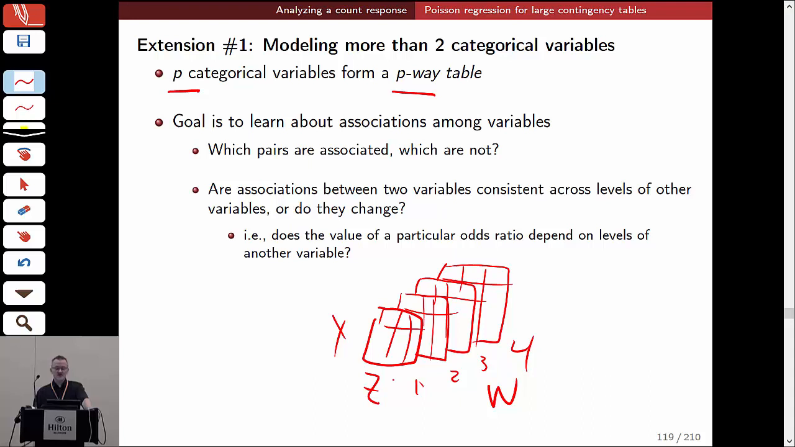And then you have questions that you might ask about this table. So, for example, which pairs are associated and which are not? Are X and Z independent of each other? Are X and W independent of each other? Are Z and W independent of each other? Are the associations between two variables consistent across levels of the other variable? So suppose there is an XZ interaction. Suppose X and Z are not independent. Suppose they are dependent. They're associated. Is the amount of the XZ interaction the same for all four of these tables, for all four levels of W? You can ask questions like that.